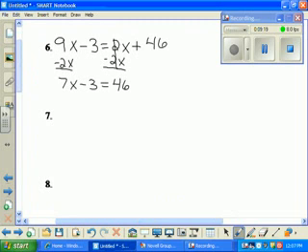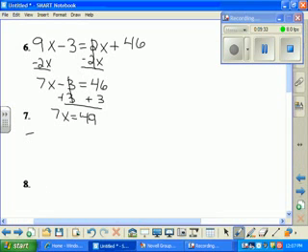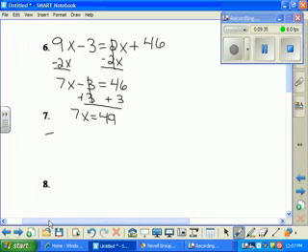Next step. Add 3 to both sides. Good. So I get 7x equals 49. What's your math? 7. Next step. Good. So x equals 7.